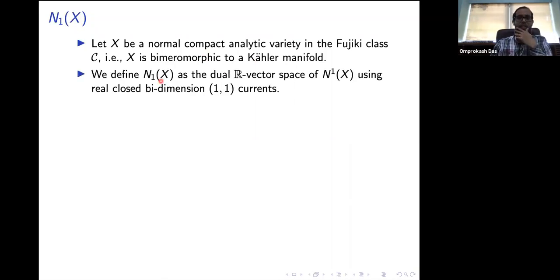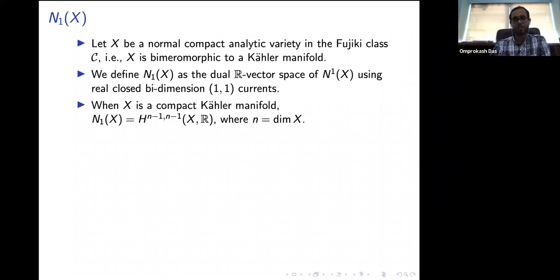Okay. Then N lower one of X simply defines the dual real vector space of N upper one. And what are the elements of N lower one? Of course, they are dual elements, but they can be identified with the real closed bidimension (1,1) currents, because N upper one consists of cohomology classes of (1,1) forms, and currents of bidimension (1,1) are the dual of the forms. Okay, so that's what they do.